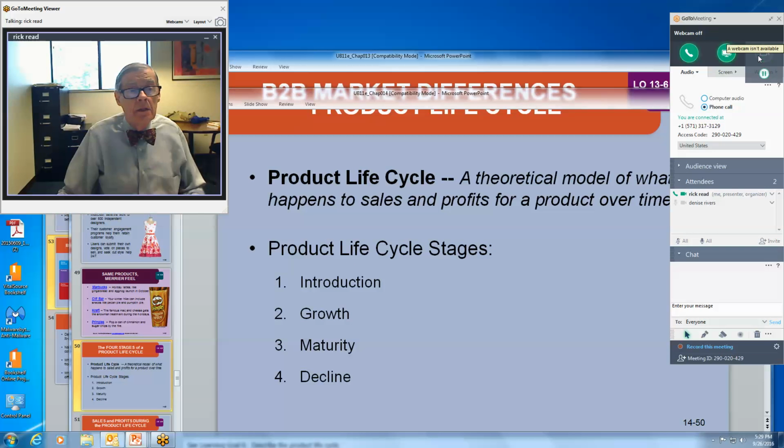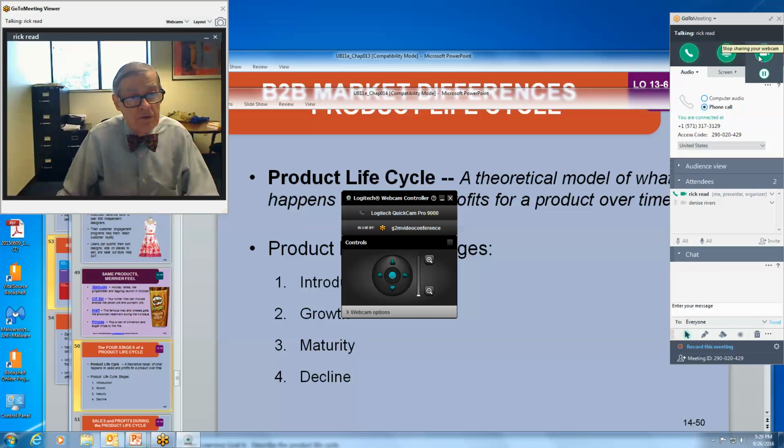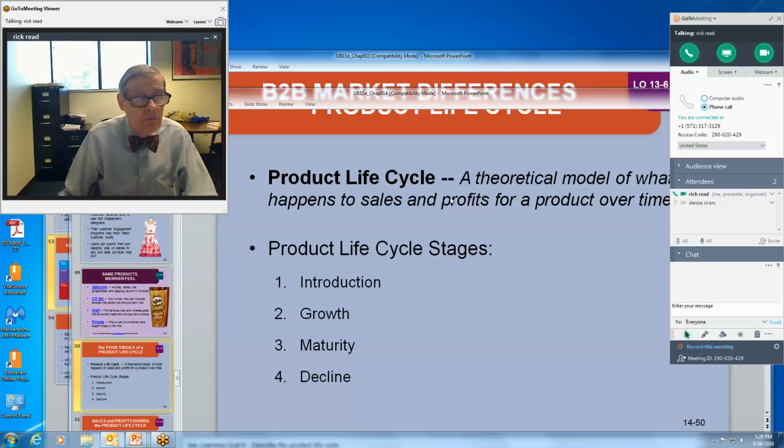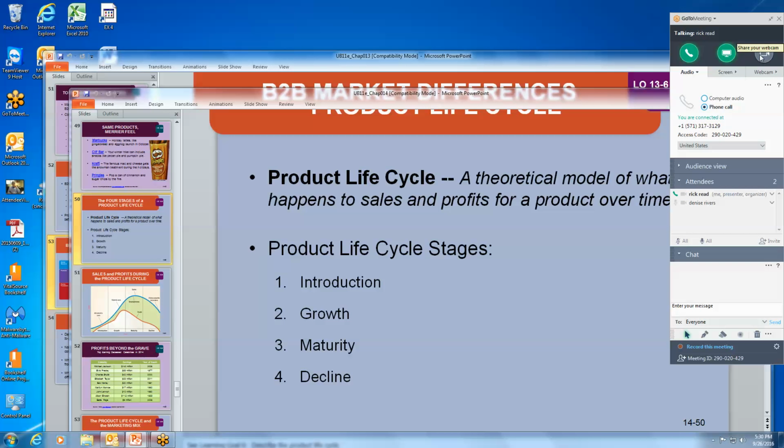the product life cycle. This can be seen at figure 14.4 at the top of page 405. And we have four categories: introduction, growth, maturity, and decline. And you can look at this in your text, and it will give you some kind of an idea of where particular products are today that we knew of at one time.